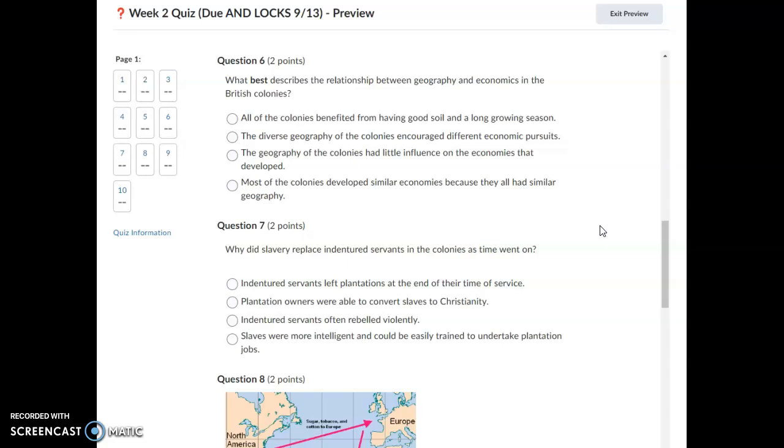Question number 6. Which best describes the relationship between geography and economics in the British colonies? A, all of the colonies benefited from having good soil and a long growing season. B, the diverse geography of the colonies encouraged different economic pursuits. C, the geography of the colonies had little influence on the economies that developed. Or D, most of the colonies developed similar economies because they all had similar geography.